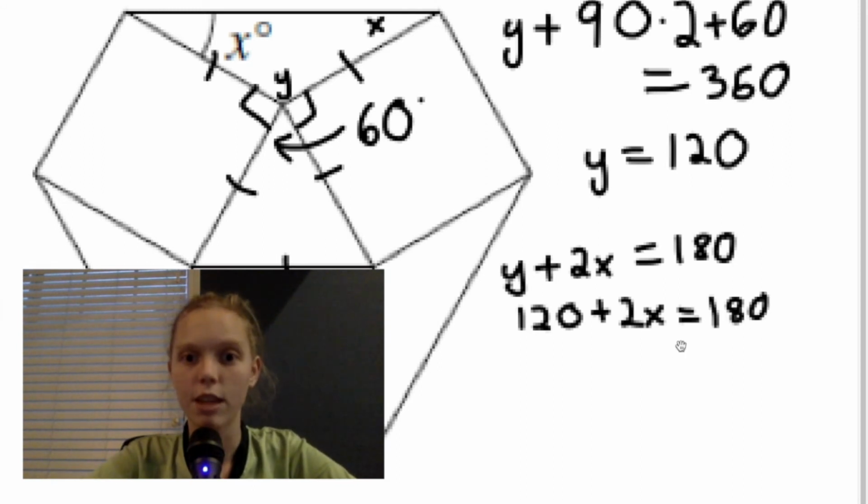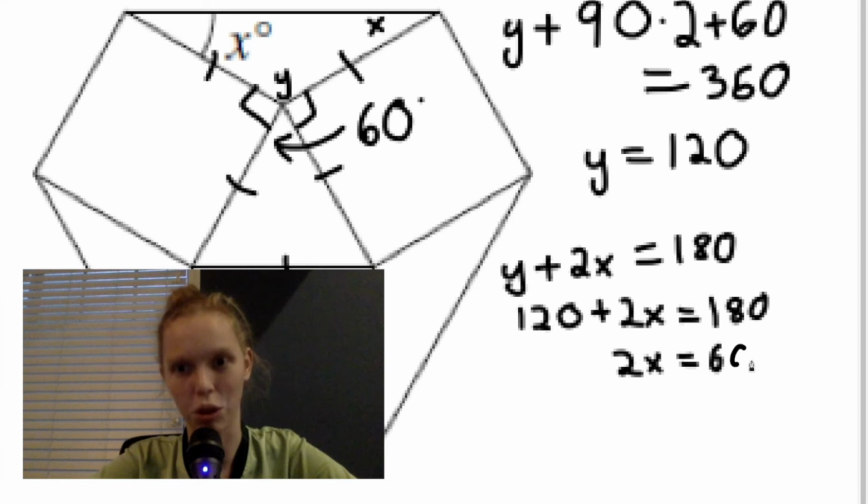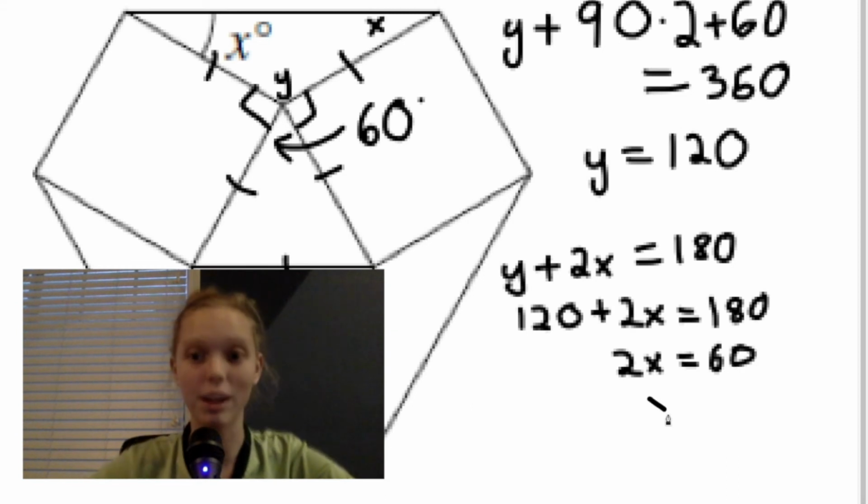We get that 2x is equal to 60. And next, we have to divide both sides by 2. And we get that x is equal to 30. And that's going to be our answer.